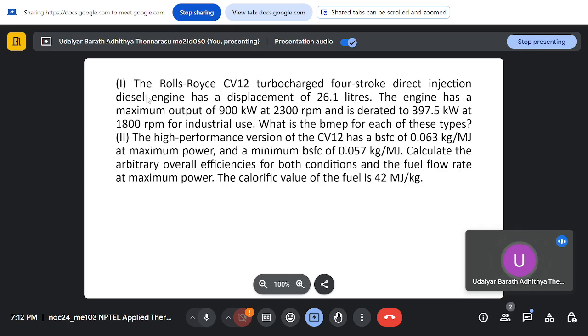So we'll break down the problem. What is given is a Rolls-Royce engine, the CV12. That says that you have 12 cylinders, and it is a turbocharged 4-stroke. The displacement, or volume, is given as 26.1 liters. The engine has a maximum output of 900 kilowatt at 2300 rpm, and it is derated, so it is operated at lower speed, at 397.5 kilowatt and 1800 rpm. So what is the brake mean effective pressure for each of these types?